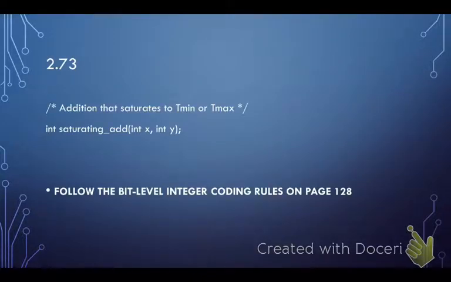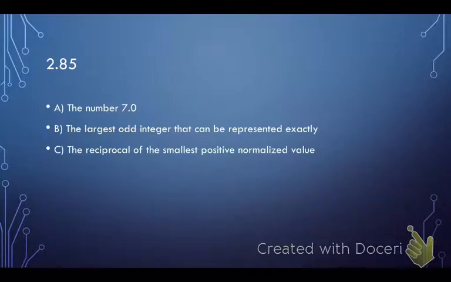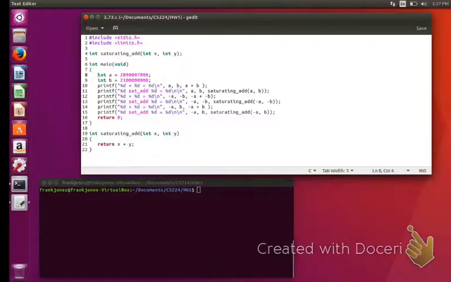2.73. Addition that saturates to tmin or tmax. So we're supposed to create this function with the prototype of int saturating_add(int x, int y), and we have to follow the bit level integer coding rules on page 128. So how are we going to do this? Whoops, that's not what I want. I want to jump over here.